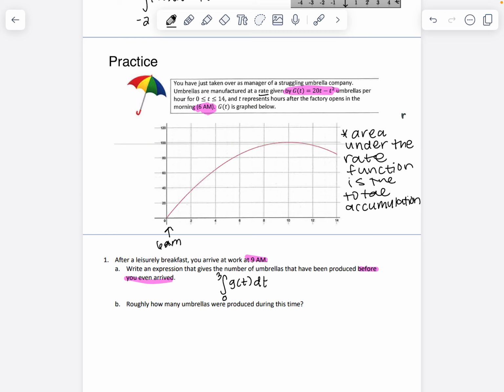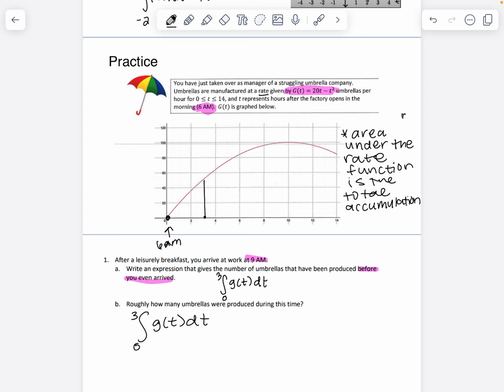And then this says roughly how many umbrellas were produced during this time. So we can actually try to answer this question with what we just learned. One thing to notice here is it doesn't tell us how to figure out the area. So let's just talk about this real quick. We want to find the area from 0 to 3, which is right here. It doesn't tell us how we want to do this, but I do see that this is really close to a triangle.